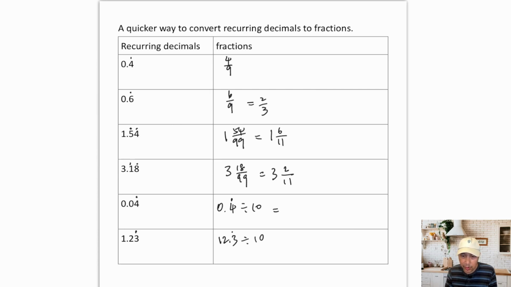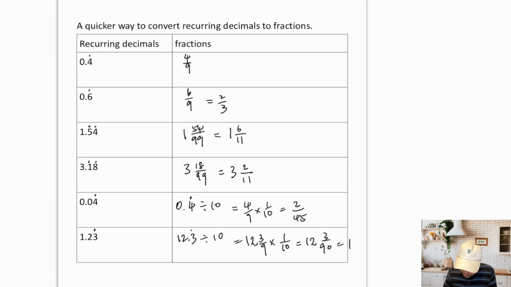The first one, 0.4 recurring, is equal to 4 over 9. Divided by 10, times 1 over 10, that is 2 over 45. Next one, 12.3 recurring is equal to 12 and 3 over 9, and then times 1 over 10, that is 12 and 3 over 90, and then that's equal to 12 and 1 over 30.